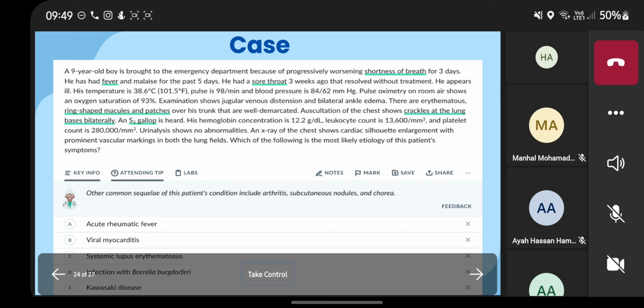Which of the following is the most likely etiology of this patient's symptoms? A. Acute rheumatic fever. B. Viral myocarditis. C. SLE. D. Infection with Borrelia. E. Kawasaki disease. I'd go with A, acute rheumatic fever.